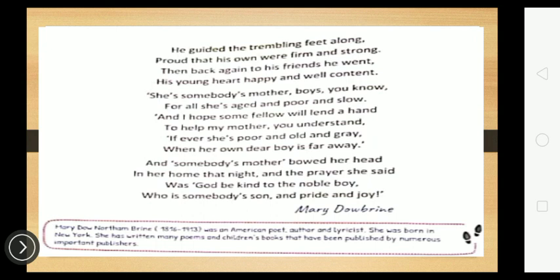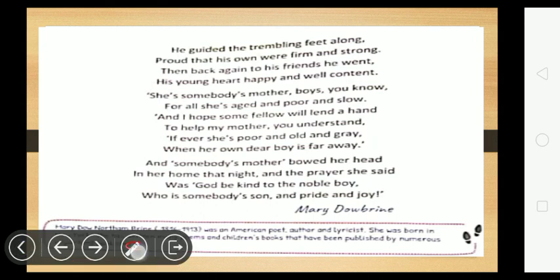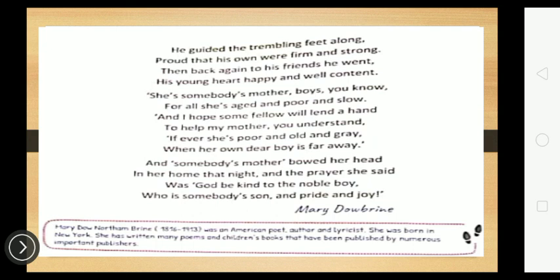So at first the question that is asked to us is why this young boy helped her. Here we can find out the answer: for all she is aged and poor and slow, and I hope some fellow will lend a hand to help my mother. Because he was thinking that if someday my mother is in need of some help, someone else will help my mother. That's why I help somebody's mother. You understand? And he was making this concept clear to his friends.